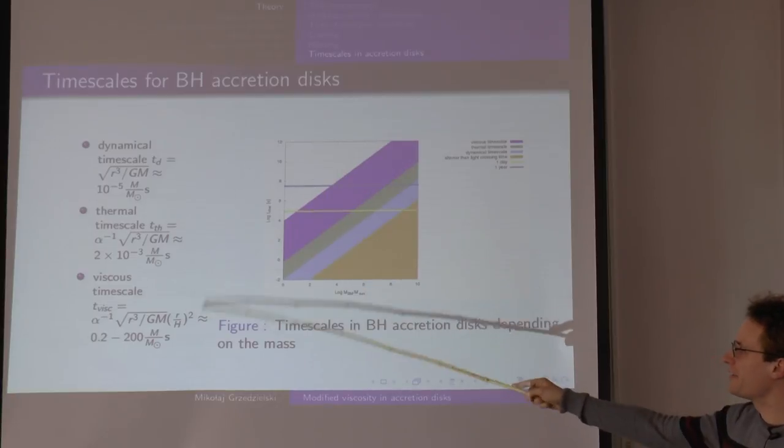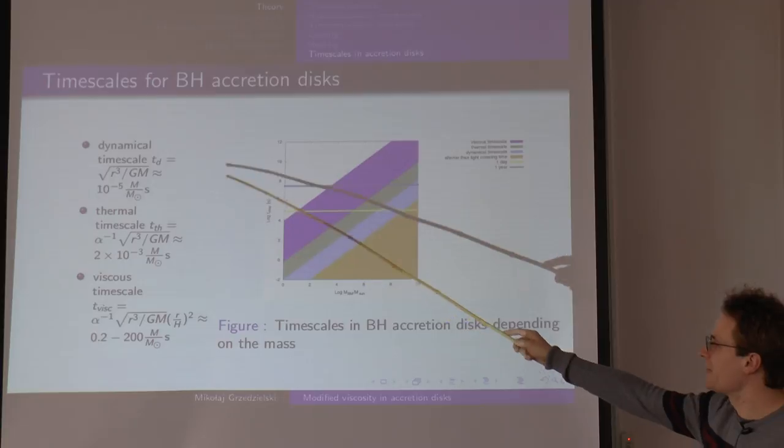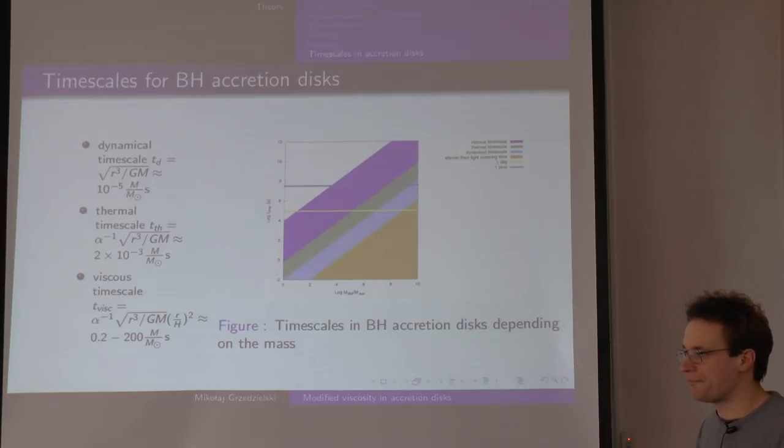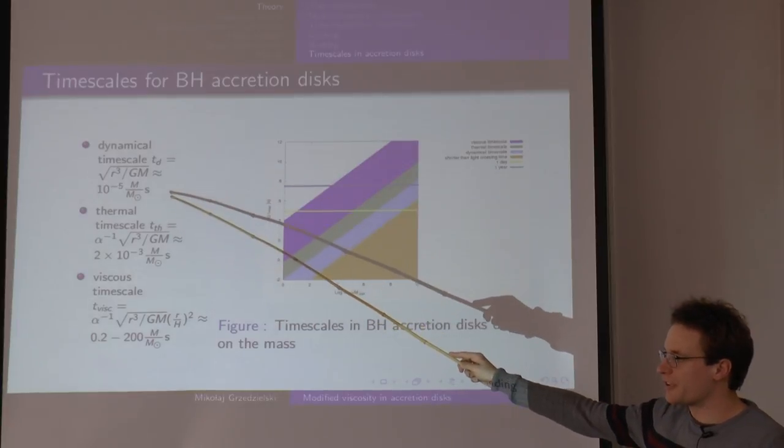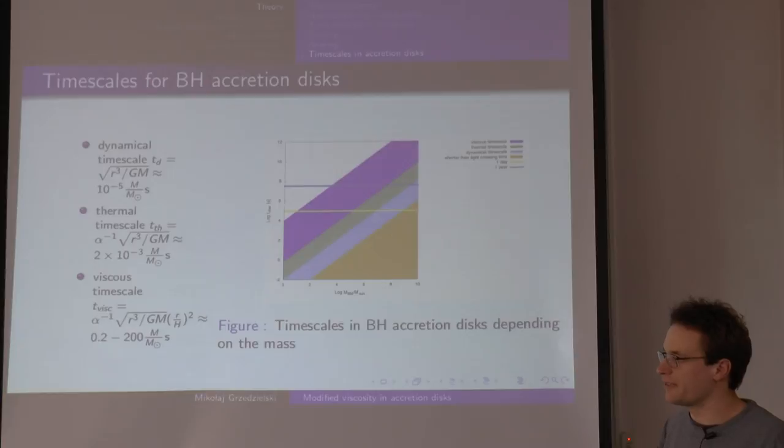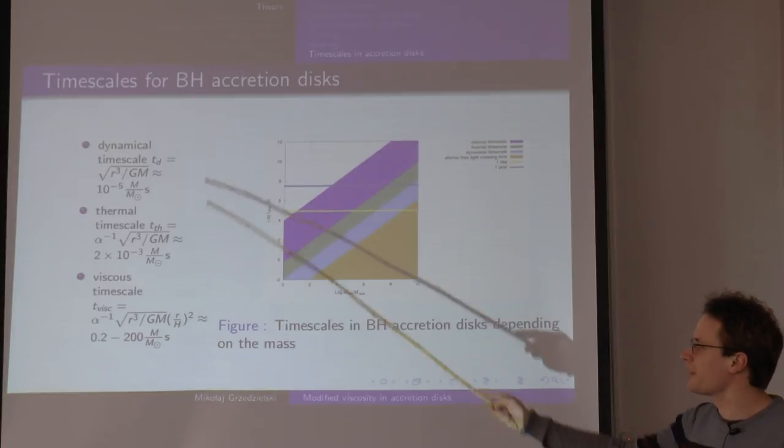This approximate value is about 10 to the minus 5 seconds. How can you get, in a huge object of the order of the sun, time scales which are 10 to the minus 5 seconds? What radius did you take? This is just for 5 Schwarzschild radii. Just for 5 Schwarzschild radii, this one.